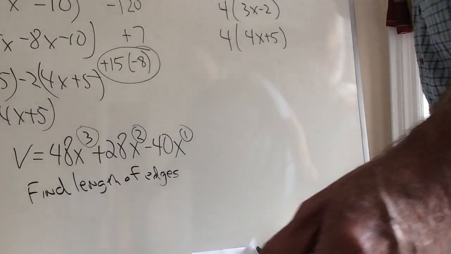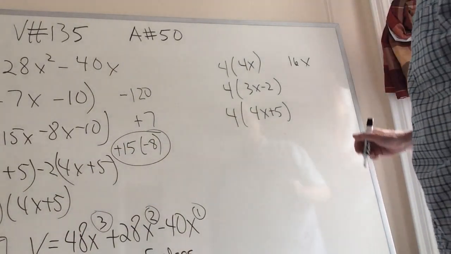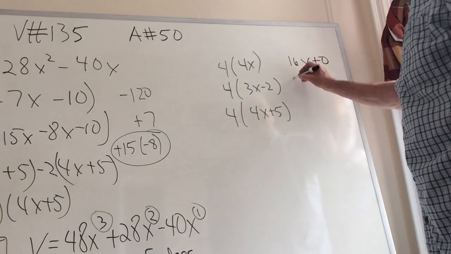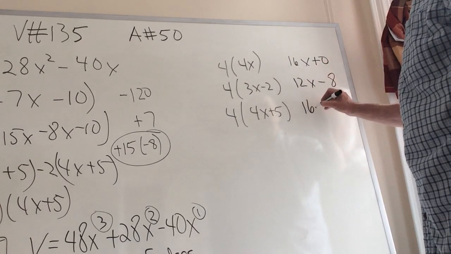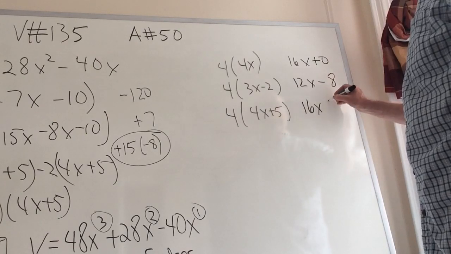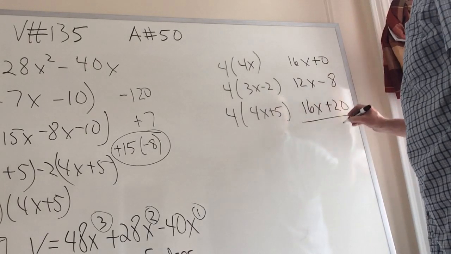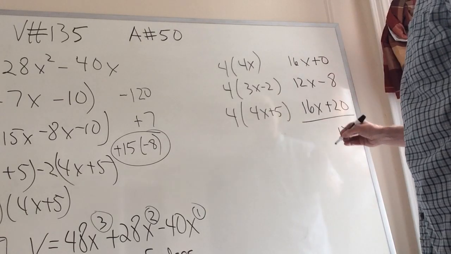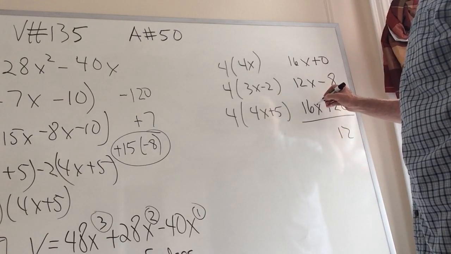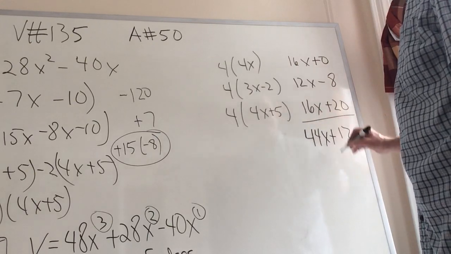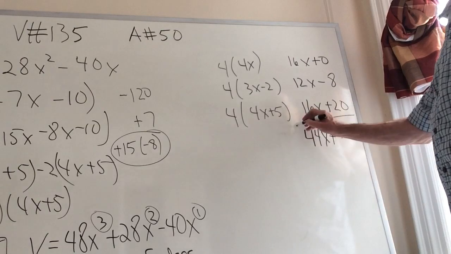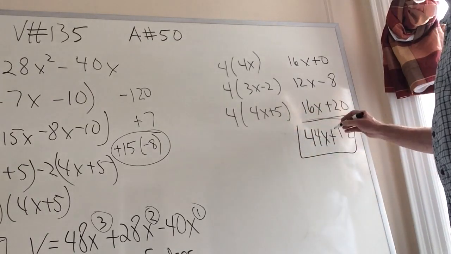Okay. A little bit up farther. Sorry about that. All right, there we go. 16x plus 0, 12x minus 8, and 16x. And I like these kind of things because these are the things you're supposed to know. These are the things that we taught you, adding them, subtracting. 16 and 16 is 32 plus 12. And if I didn't make a mistake there, it's 44x plus 12 is the length of the edges subject to restrictions.